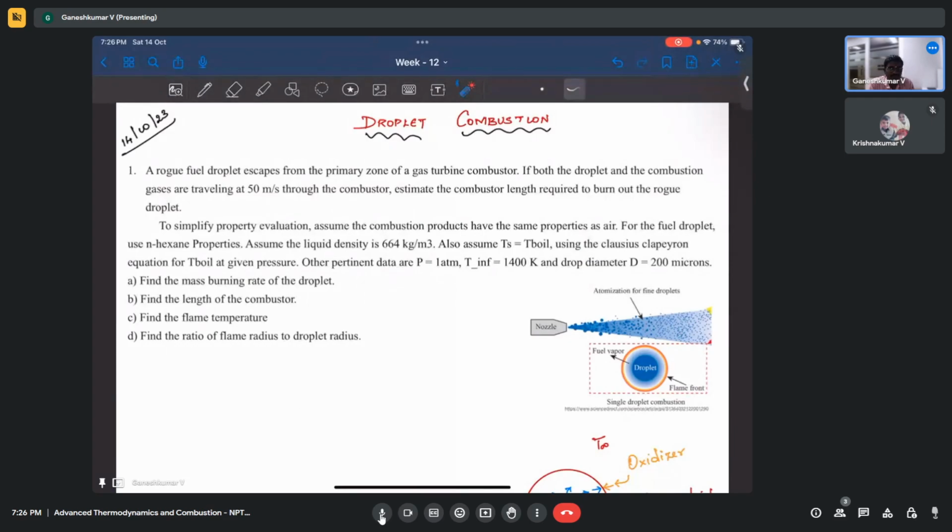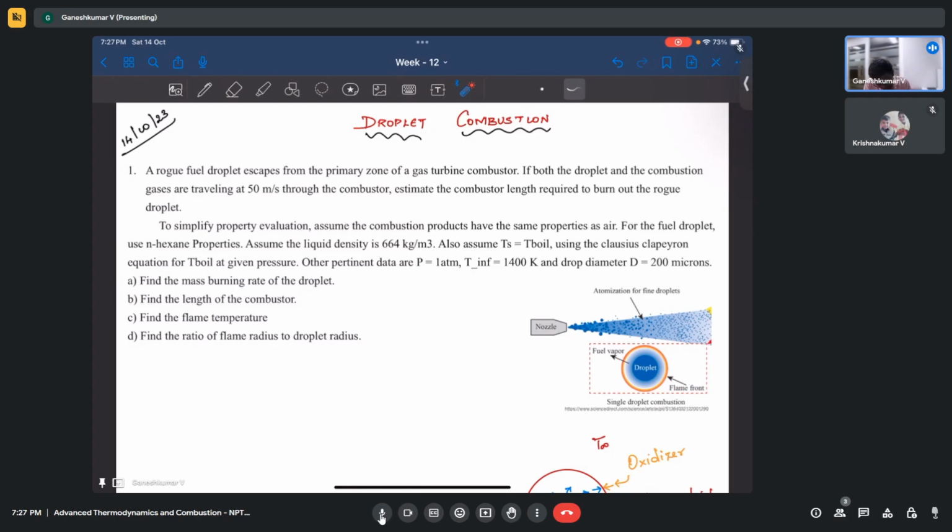There is a limit on temperature, and there is also an emissions problem. So all these point to only one aim, which is to evaporate this droplet and combust it fully within the combustor, right? That is our aim. And if we want to do that, then what should be the length of the combustor we need to use? That is what we are trying to find out here.